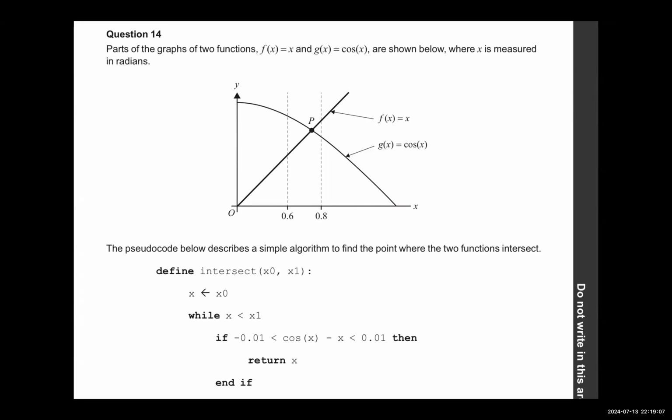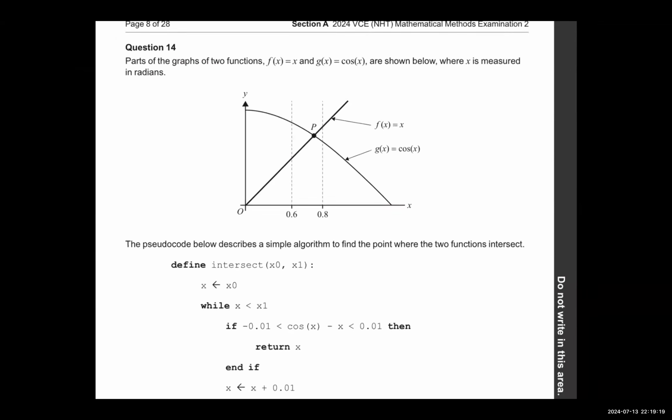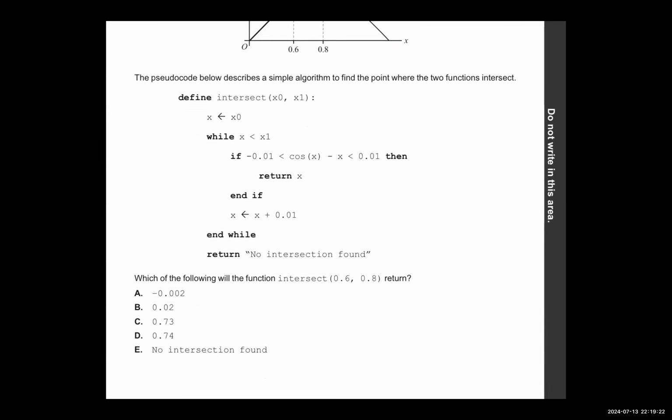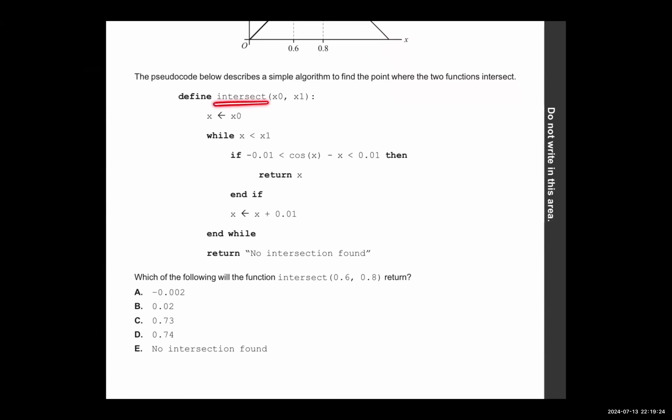Question 14, pseudocode. Parts of the graph of the two functions f of x equals x and g of x equals cos x are shown below, where x is measured in radians. So we've got a pseudocode below. Define intersection x0, x1. x0 is assigned to x. While loop as long as my x value, whatever I assigned previously, is less than the right endpoint.